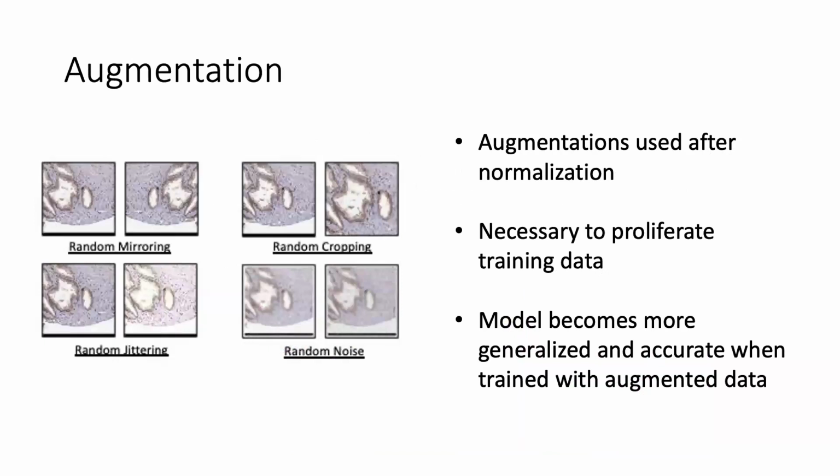So after normalization, it's important that we apply augmentative techniques in order to proliferate the training set, since the data set that we're working with is very limited in size. It's only around 2,600 images. So augmentative techniques improve the generalization of the model and can improve accuracy as well. The techniques that I used included random mirroring, random cropping, random jittering, random noise. It's important to mention that the train test split was also 90-10. So 90% of the training data was allocated for model training, while the other 10% was set aside for testing.